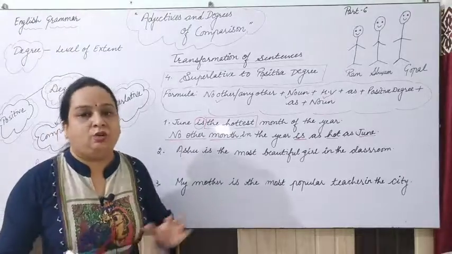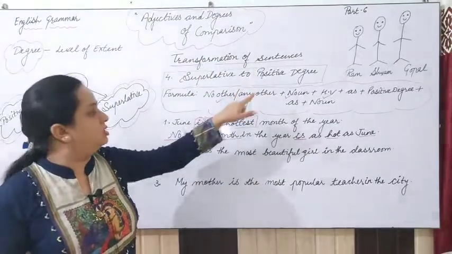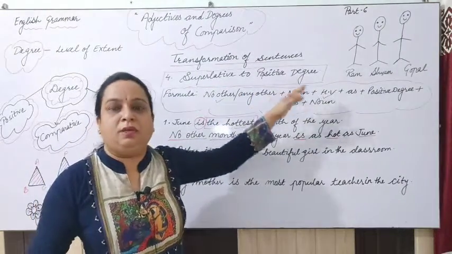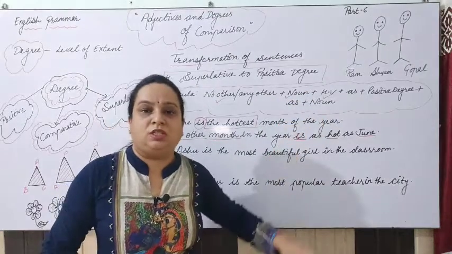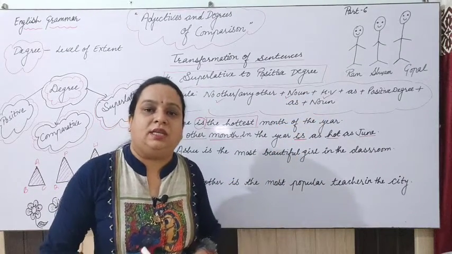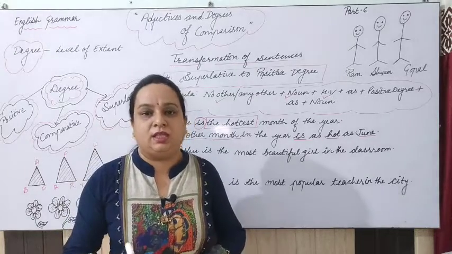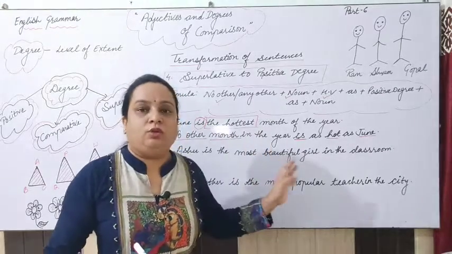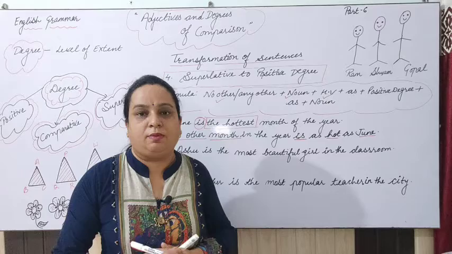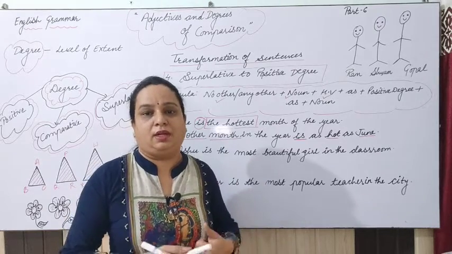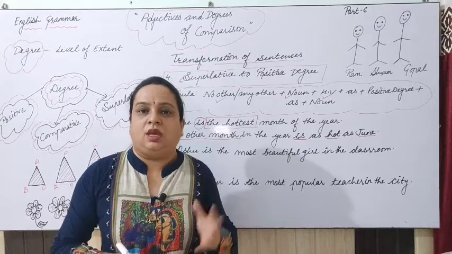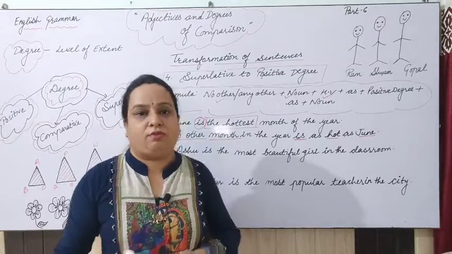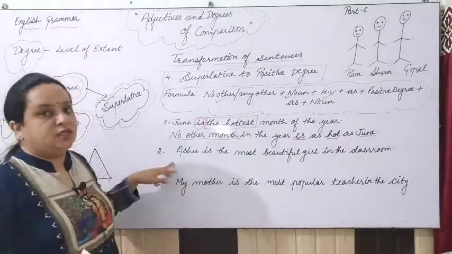Let's say with me how to change superlative to positive. What is the formula? No other or any other plus noun plus helping verb plus as plus positive degree plus as, and then once again the second noun. Things will be very easy for you when you see them regularly. If you just write them down in your notebooks and keep them close, you can remind yourself and revise. But if you keep practicing, watching and learning, it will be very easy for you.